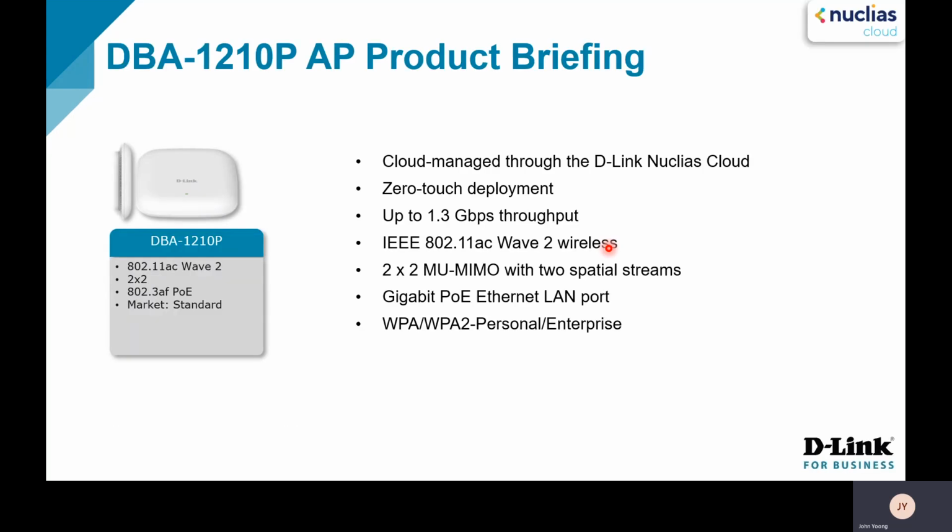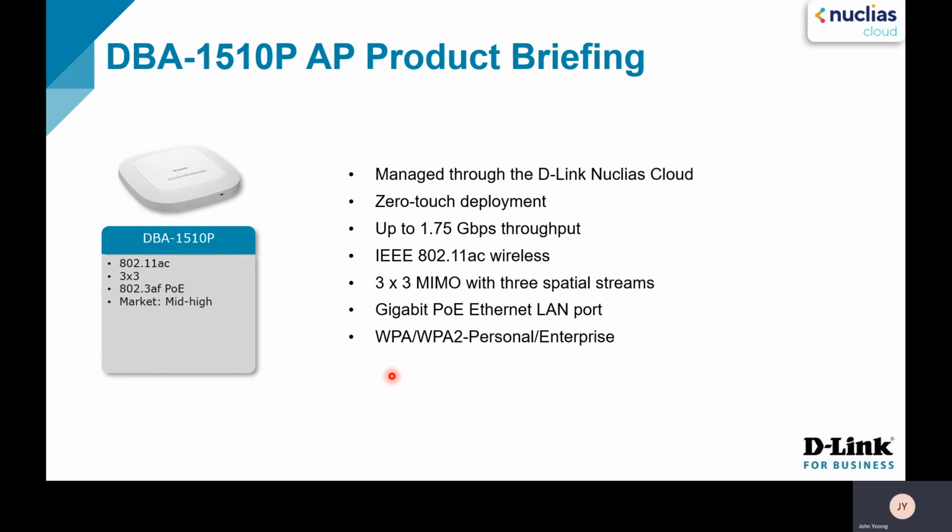Next, we have the hardware devices for our Nuclias Cloud. So first is our entry-level AP, it's called the DBA-1210P. It's a wireless AC Wave 2, 2x2 MU-MIMO, up to 1.3 gig. It comes with one LAN PoE port, a gigabit port, and supports WPA, WPA2. Next we have the DBA-1510, the wireless up to 1.75 gig, 3x3.